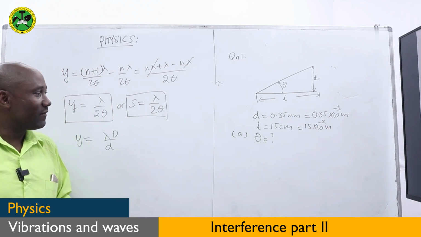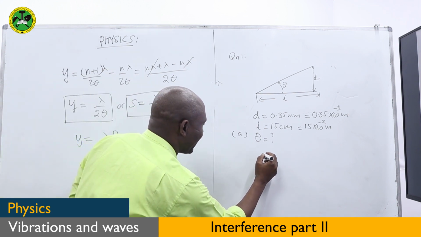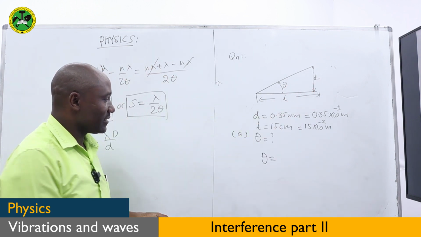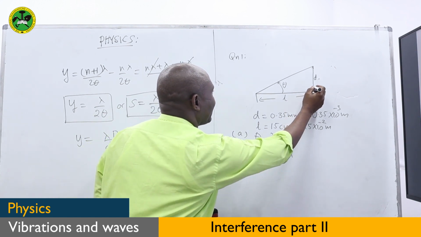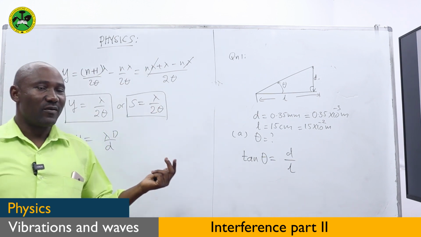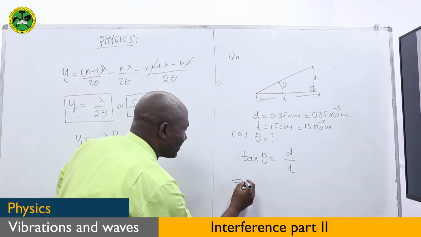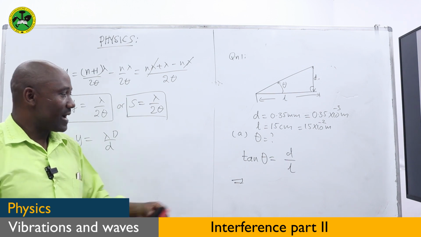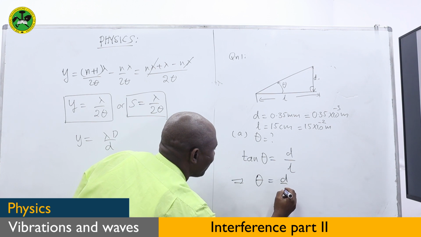How do we find the angle? The formula we derived is not here. If you remember, we said that tan of the angle equals D over L, and we said that the angle is very small. So in radians, if you are using a calculator, the angle of this air wedge, when it is very small, is approximately tan of that. So theta equals D over L.